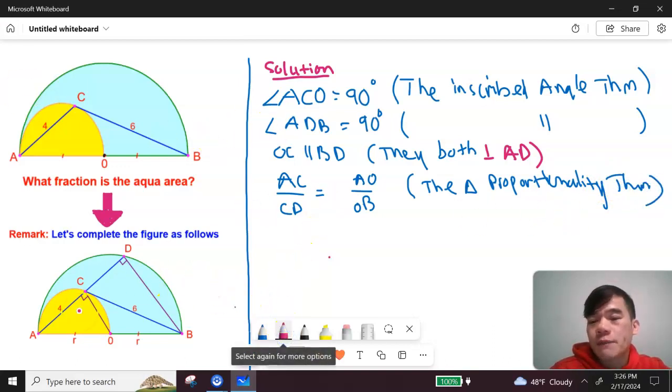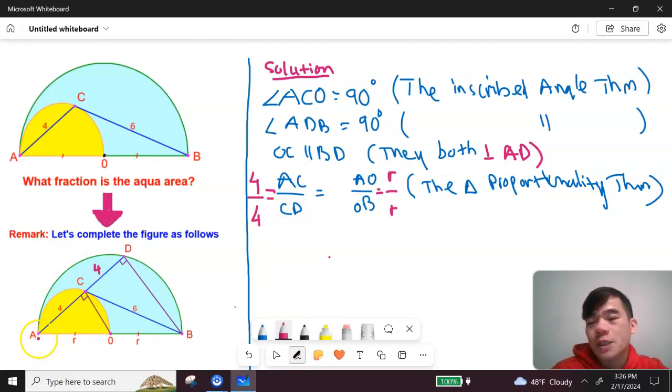And then we just substitute the value. We look at this one, we say AC equals 4, AO equals R, and this one equals R. The top and the bottom are equal right here, so this must be equal. So AC equals 4, so CD must be equal to 4. So we put 4 right here.